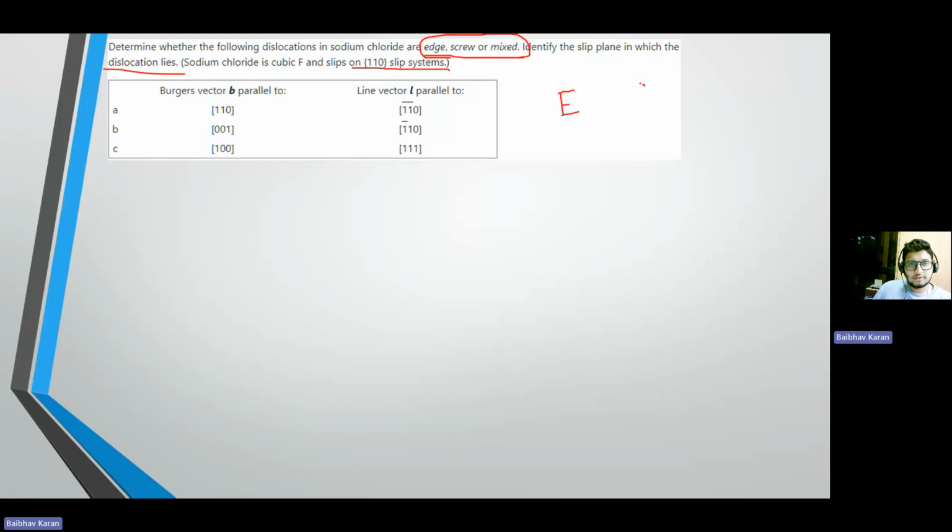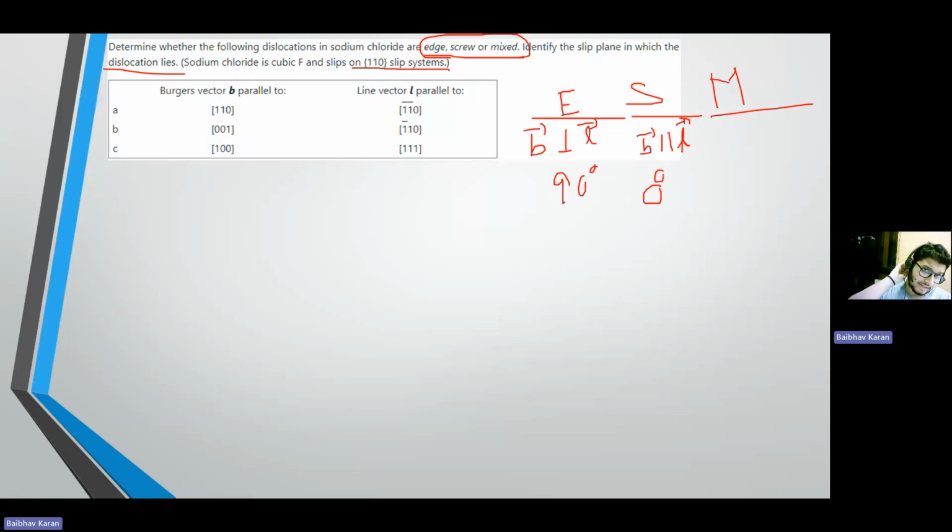Let's differentiate. In edge dislocation, the Burgers vector is always perpendicular to the line vector. I'm talking about vectors. In screw dislocation, the Burgers vector is either parallel or anti-parallel to the line vector. And in mixed, as Professor Shashank discussed, if it is perpendicular, the angle between them is 90 degrees. If it is parallel, the angle between them is 0 degrees, and if anti-parallel, it's 180 degrees. The magnitude is the same, you're just taking a different side.